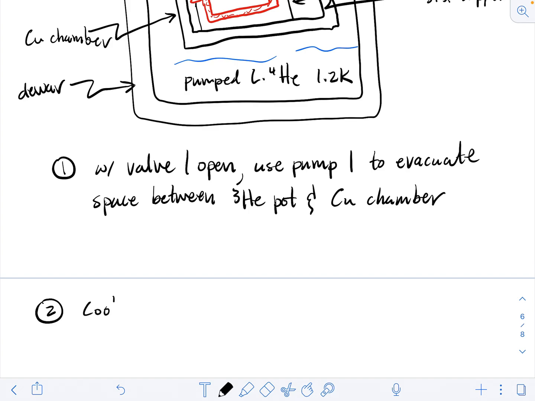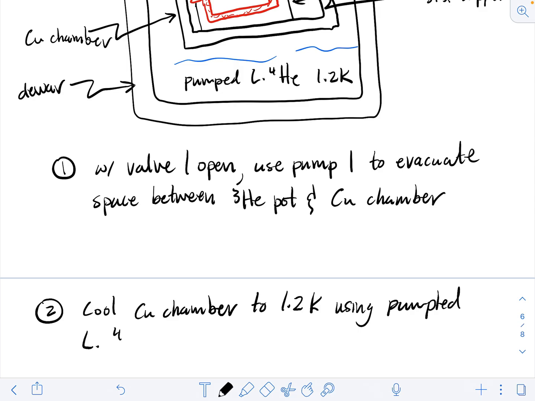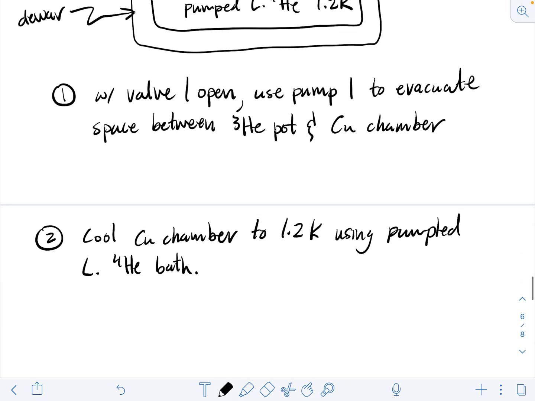Okay, so we've evacuated that space, and in step 2, we're going to cool the copper chamber to 1.2 Kelvin using a pumped liquid helium-4 bath.